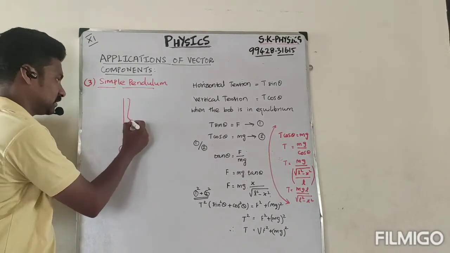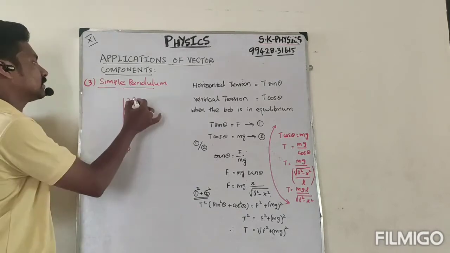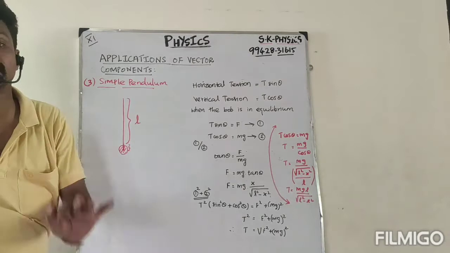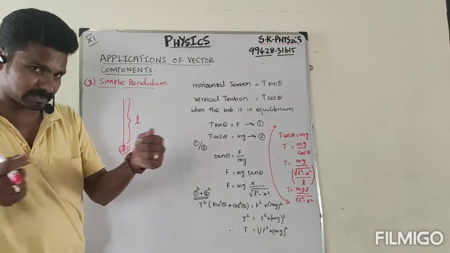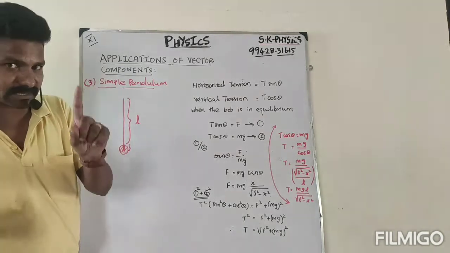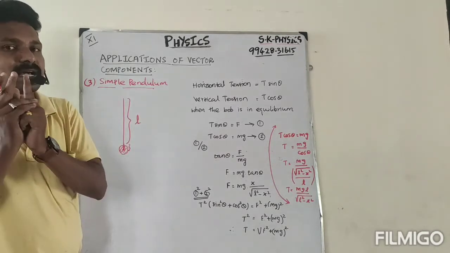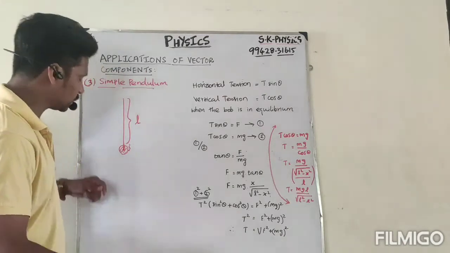Length of the thread plus radius of the bob, this combination only we call the length of the pendulum. Okay, not the length of the thread alone, but the length of the pendulum. The length of the thread plus the radius of the bob, these two combined, is the length of the pendulum.